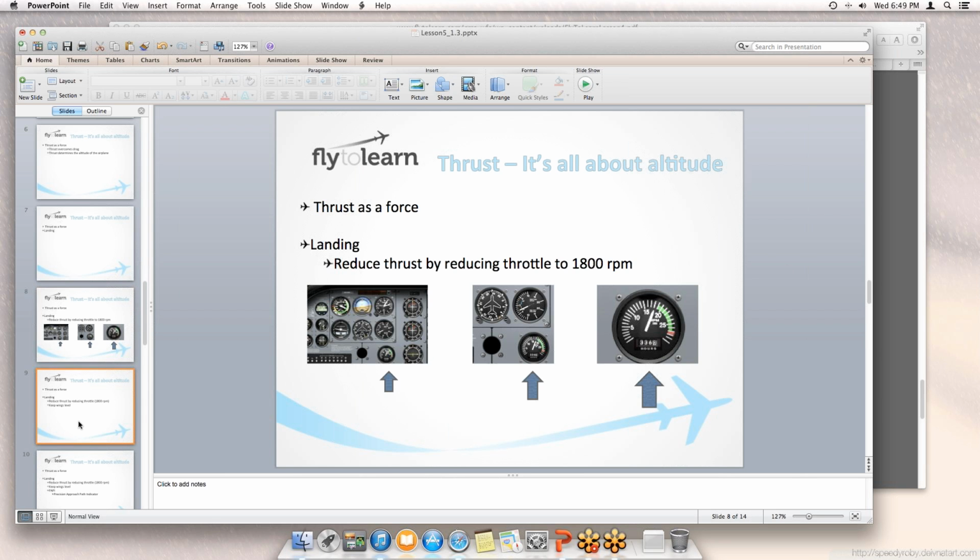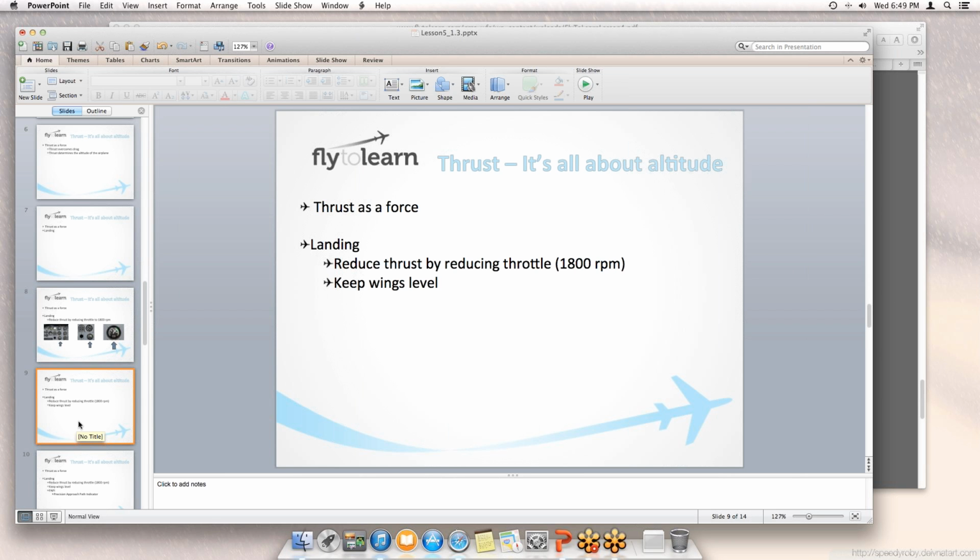All right, now, when you're landing, we're using that RPM instrument, as well as you want to keep the wings level. If the wings are moving all over the place, it's hard to keep in control, as well as you're changing the airflow of the wings. The next thing we're going to use is the PAPI lights. These are precision approach path indicator lights.